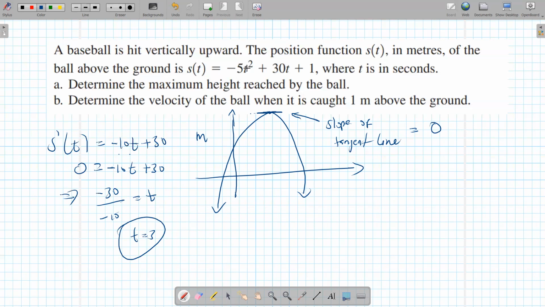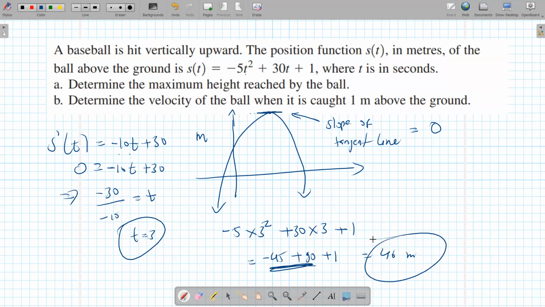And to find its value, you simply plug in t as 3. So negative 5 times t squared plus 30 times t, which is 3, plus 1. What's this? Negative 5 times 9 is negative 45, plus 90 plus 1. This is 45, so 46. The maximum height is 46. Does that make sense?